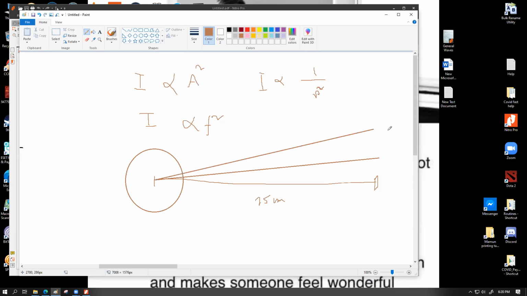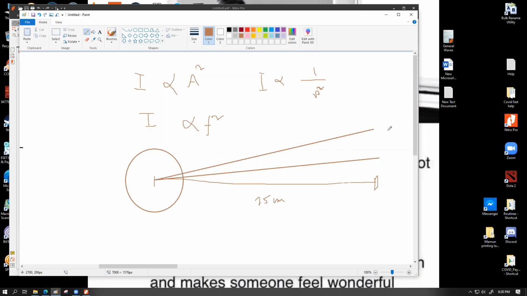Depending upon whether the wave requires a medium to propagate from one place to another, we can say that waves can be of two types. We can have transverse waves, we can have electromagnetic waves, we can have mechanical waves.